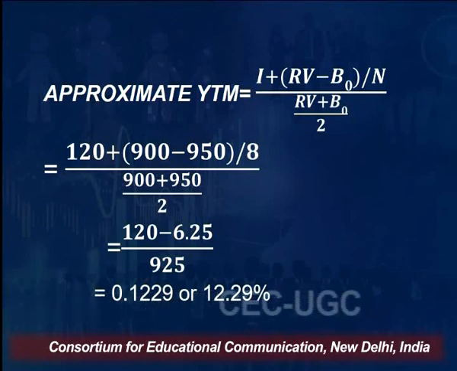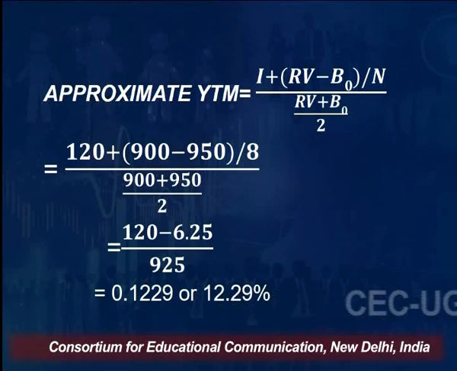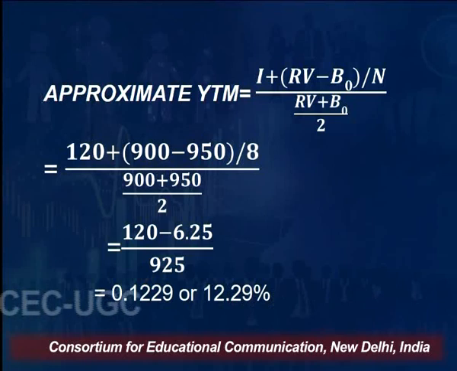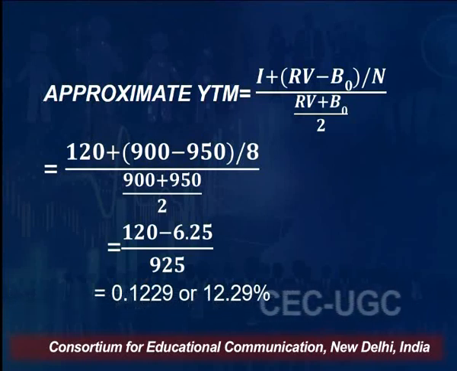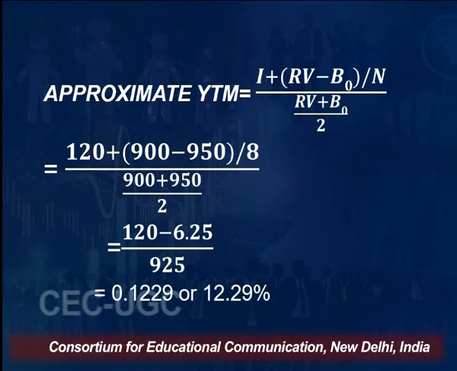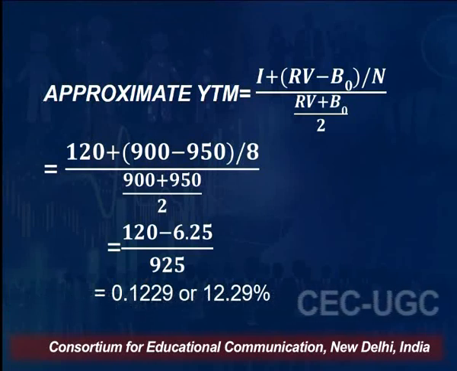So 900 minus 950 divided by the remaining life of the bond. In our example, this remaining life is 8 years, because 8 years are left in maturity of the bond. So 120 plus (900 minus 950) divided by 8, whole divided by the average of redemption value and the current price, that is (900 plus 950) divided by 2.